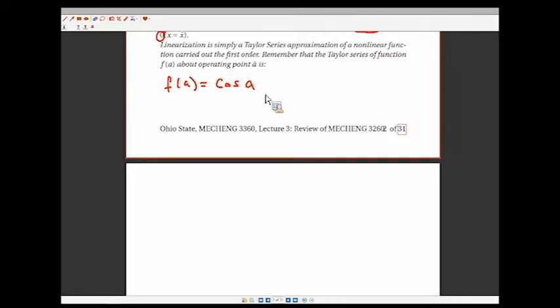And so just a reminder from what you would have seen in calculus class, we can say that f of a, the Taylor series expansion, is equal to f evaluated at a bar. So this is the operating point for a, so it would just be cosine of a bar, whatever a bar happens to be, plus the derivative of f with respect to a evaluated at a bar, times a minus a bar, plus the next term, which is 1/2 times the second derivative of f with respect to a. I ran myself out of room here.